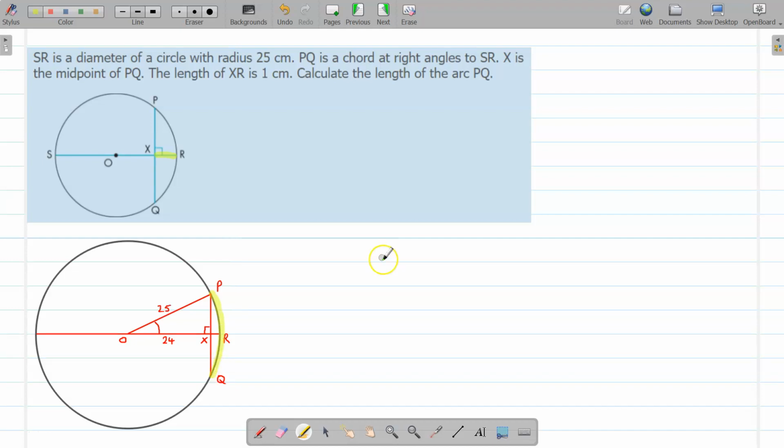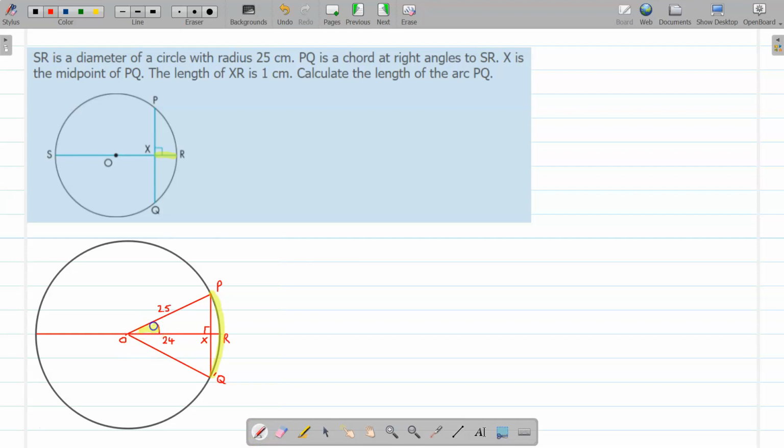Now before I can do that, I need to know the angle that's in the middle here, which I can then double to find the total angle in the middle from P to Q. Whatever angle this is in yellow, I double it, and that will give me the angle between P and Q, which will tell me what fraction of a circle this yellow arc is. So it's quite a complicated problem.